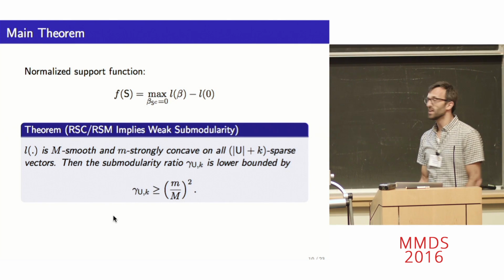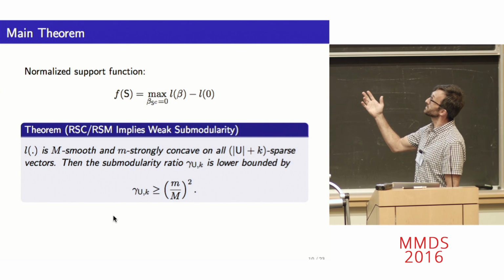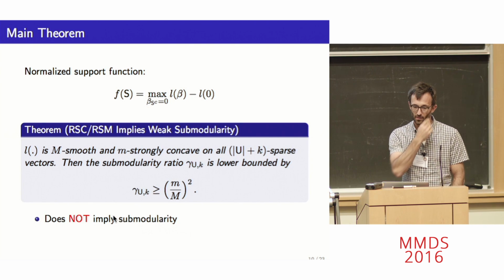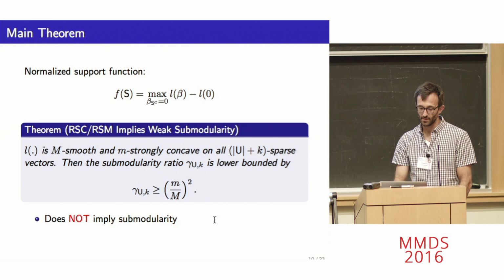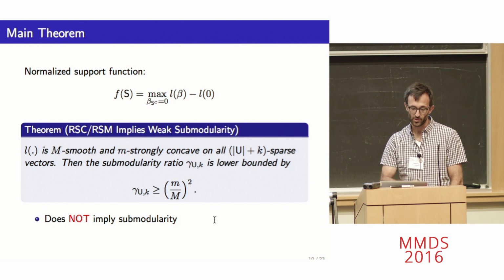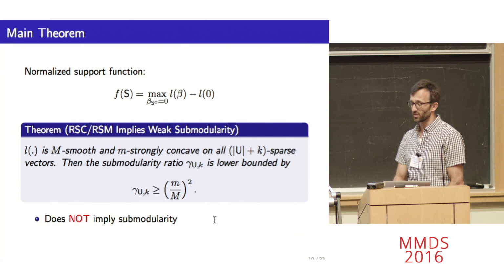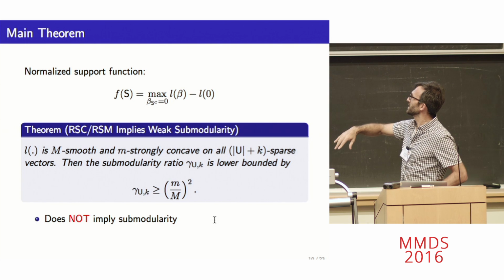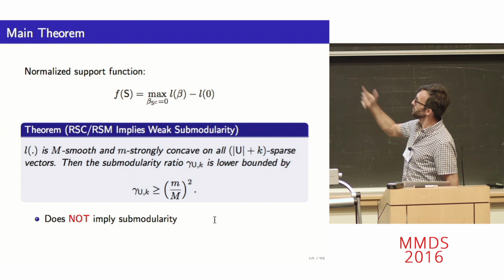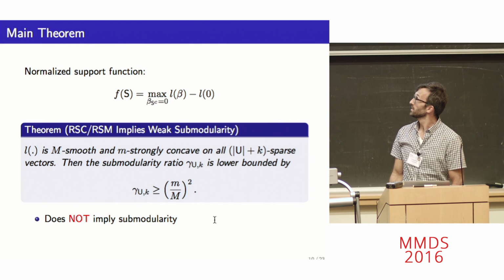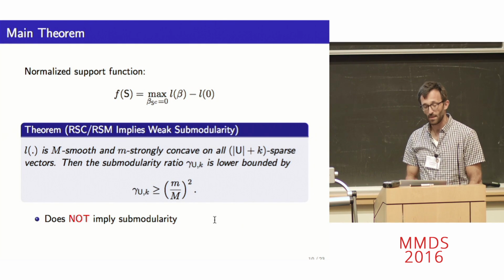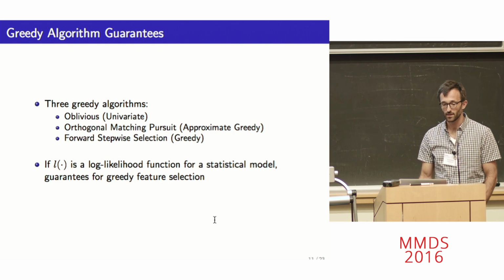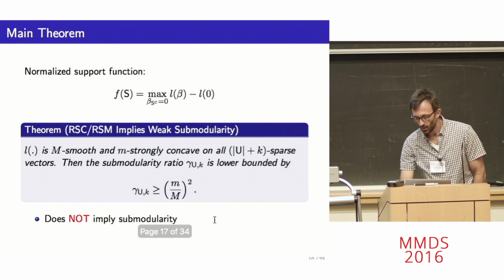So the first link here is that if you have restricted strong convexity and restricted smoothness, then that implies that you have weak submodularity. That's what this result says. But restricted strong convexity does not imply submodularity. So note in particular that little m is the lower bound on curvature in the restricted set of directions. Capital M is bigger, so typically this ratio is going to be less than 1. You have gamma that's bounded away from 0, but typically not equal to 1.